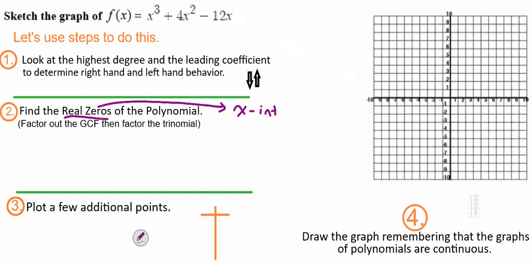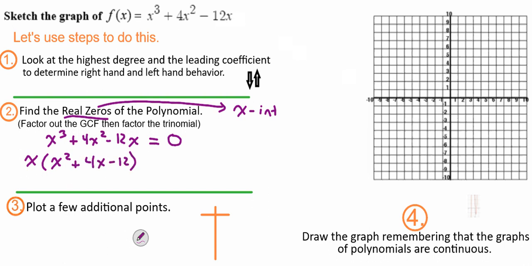So what we're going to do is we're going to factor out the GCF, and then we're going to factor the trinomial. So when I look at, first of all, x cubed plus 4x squared minus 12x, I want to know, hey, where, instead of writing equals y, I'm going to write equals 0, because we want to know where this function is equal to 0. Where is y equal to 0? Well, of course, that's going to be on the x-axis. So I'm going to go ahead and factor out the GCF. I'm going to factor out the x. So I end up with x times x squared plus 4x minus 12 equals 0.